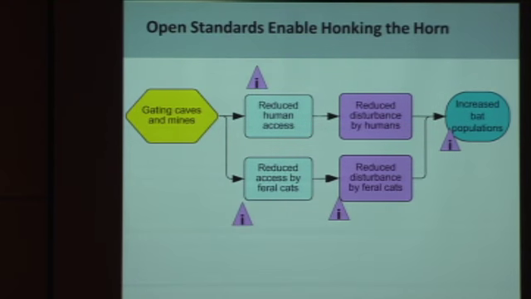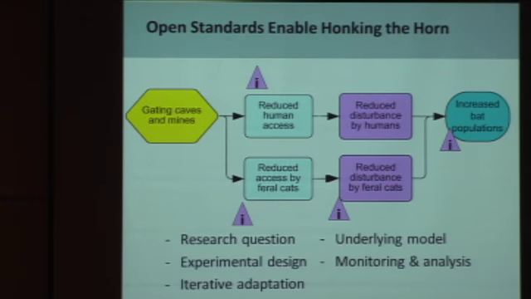So I hope you see that these open standards, okay, this stuff does look a little bit simplistic, but it's honking the horn. Because what we're saying is, this is our theory of change about how this is going to lead to that. That's a research question. We have an underlying model. We have an experimental design. We have monitoring and analysis, and we have iterative adaptation.